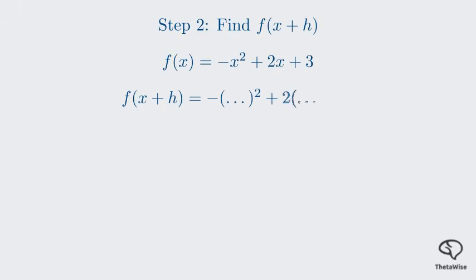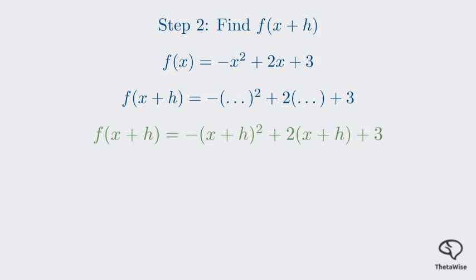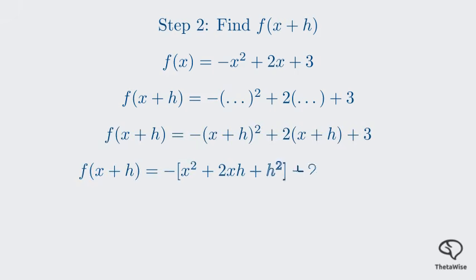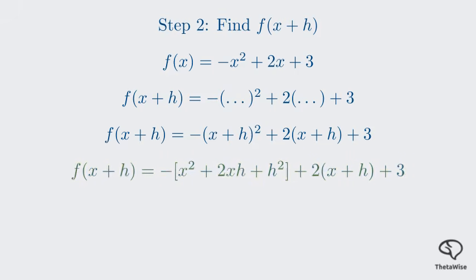To find f of x plus h, we replace every x in our original function, negative x squared plus 2x plus 3, with the binomial x plus h. Notice I use parentheses to show I'm replacing the entire variable. Now we expand and simplify. First, we expand x plus h squared, which we know is x squared plus 2xh plus h squared. It's critical to keep this in brackets because it's all being multiplied by the negative sign outside.